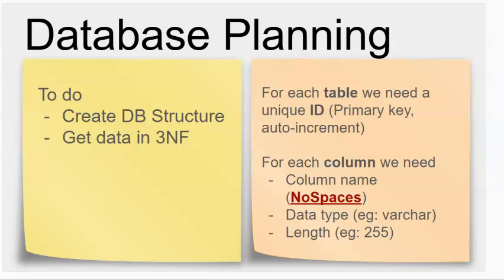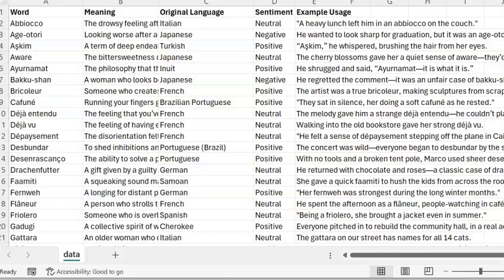To plan our database, we need to have a look at the data and then put it into something called third normal form. This involves having linked tables where in each table, our first column is a unique ID, and then we have additional columns where we need to say what the column name is, the data type, and how many characters are needed.